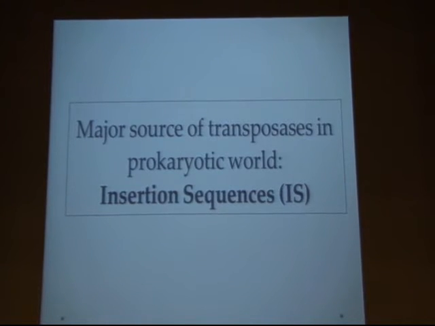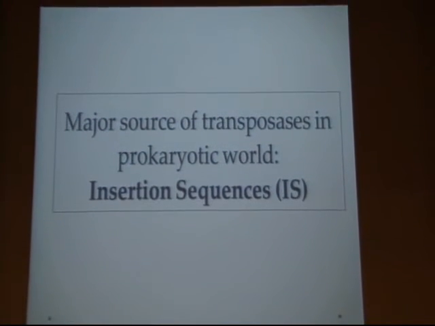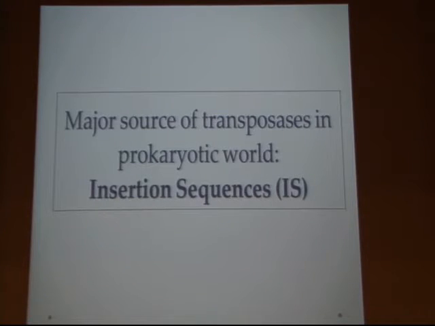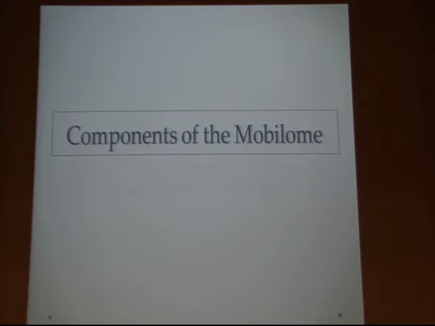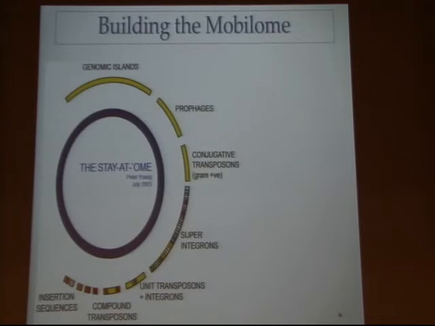Well, talking about transposases, we need to start by thinking about where you can find transposases in the prokaryotic world, and the major sources are the insertion sequences. Insertion sequences are the shortest transposable elements found in bacterial genomes. They are components of the mobilome. And when we talk about the mobilome, we are talking about a lot of different elements which can be found in bacterial genomes. Could be genomic islands, prophages, conjugative transposons, superintegrons, unit transposons, compound transposons, and the insertion sequences here. As you see in this figure, we have a scale of size, and indeed the insertion sequences are the shortest ones.